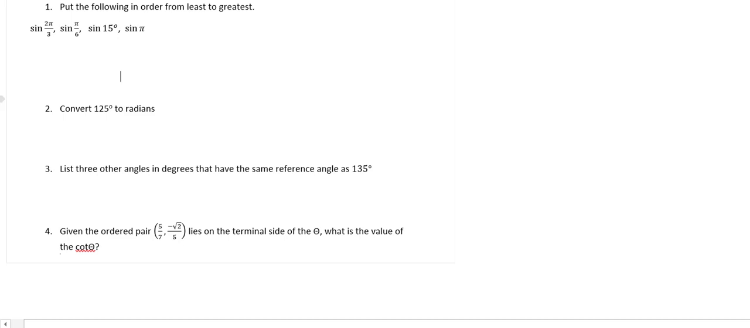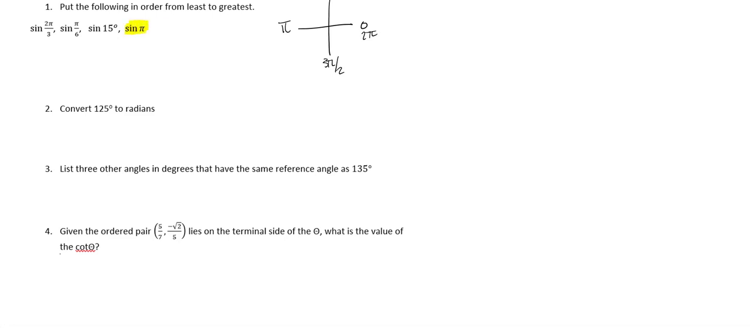So number one asks us to put these guys in order from least to greatest. What I actually did is I drew 0, pi over 2, pi, 3 pi over 2, 2 pi. After I get my quadrantal angles drawn, I'm going to look at where these exist on here. So let's start with sine of pi, because that's my easiest.